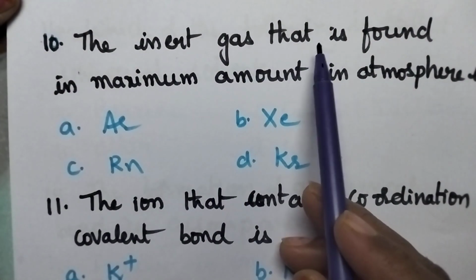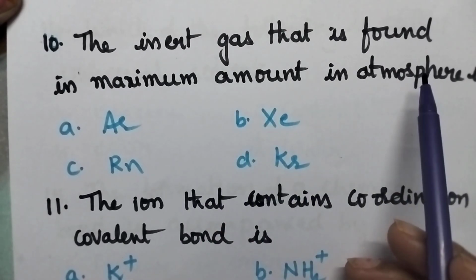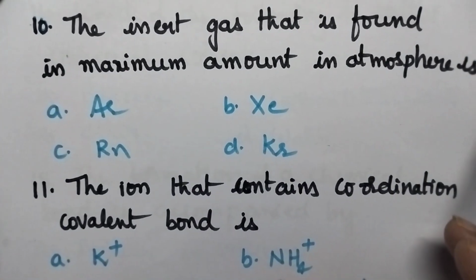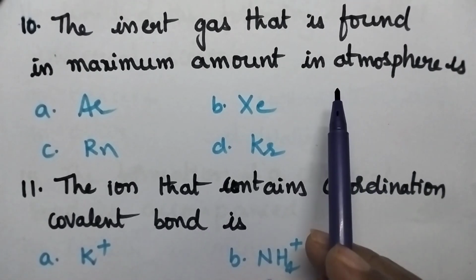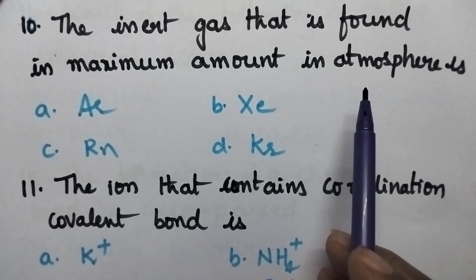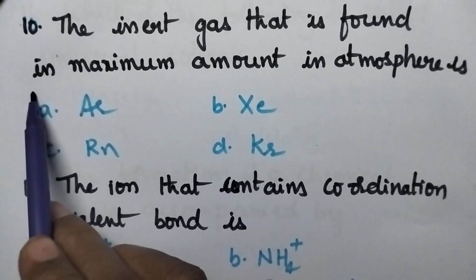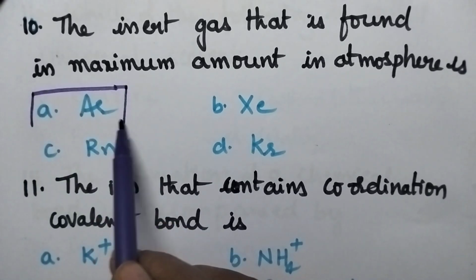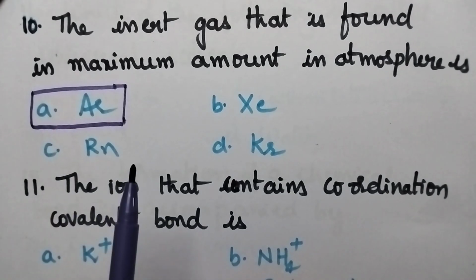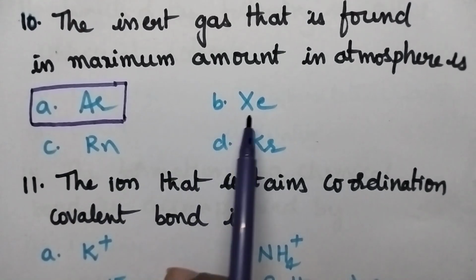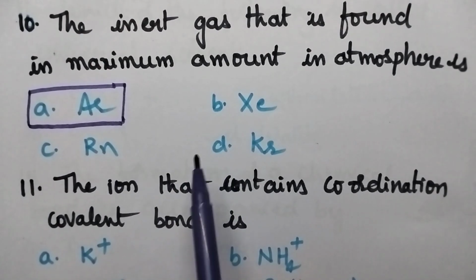The inert gas that is found in maximum amount in the atmosphere is: Coming to the composition of air, it consists of major elements and minor elements. Coming to the minor elements, carbon dioxide and argon are the minor elements. So always argon is present in the maximum amount in the atmosphere. So option A is the right answer. The remaining xenon, radon, krypton are present in trace proportions.